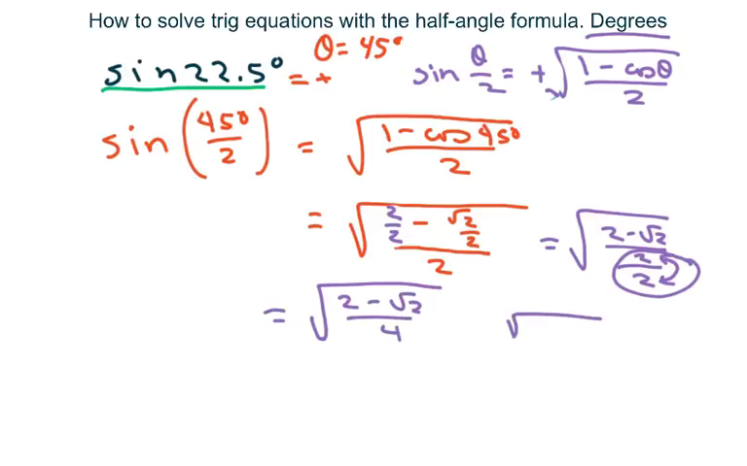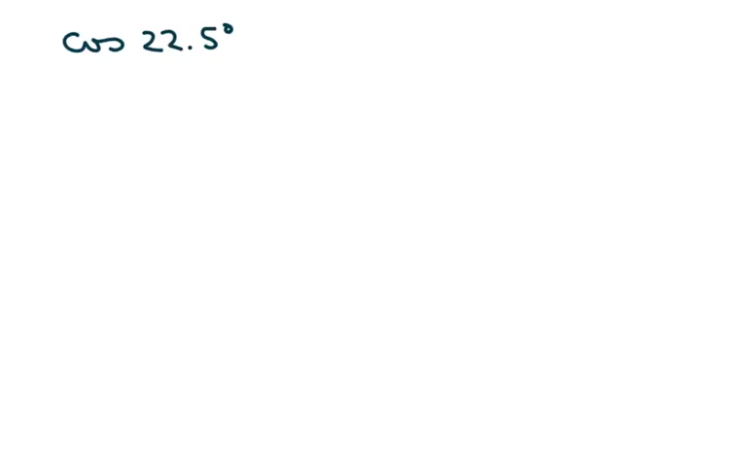And you can break this up. I'm not going to keep doing this. I'm just going to do it on this first one. So our answer is going to be positive square root of 2 minus square root of 2 over 2. Okay? The next one's the same thing. We know cosine is positive. This is in quadrant 1. So our answer is going to be positive.